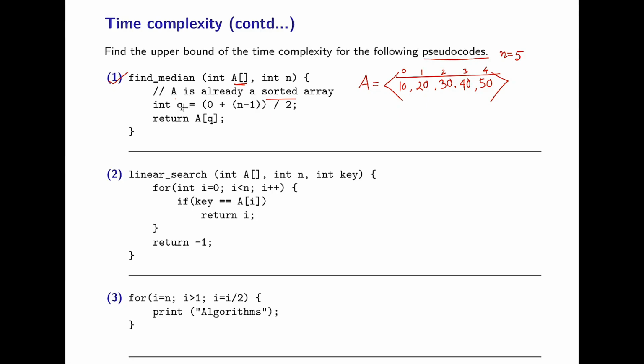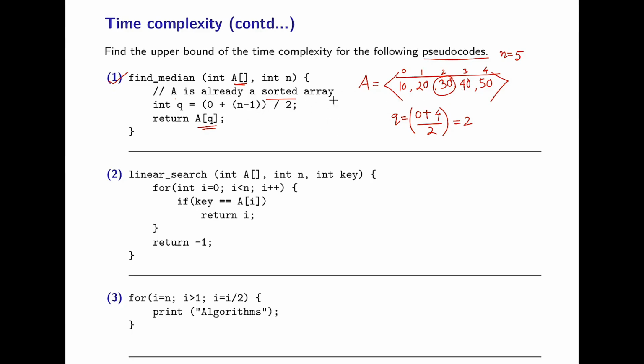Now it is saying to compute q. I have taken this example because it is written that A is already sorted. Now q equals (0 plus n minus 1) divided by 2. n is 5, so n minus 1 is 4, divided by 2. That will give me the value 2, meaning index 2. Then it says return A[q]. When I return A[q], I will get 30. So that is the median.